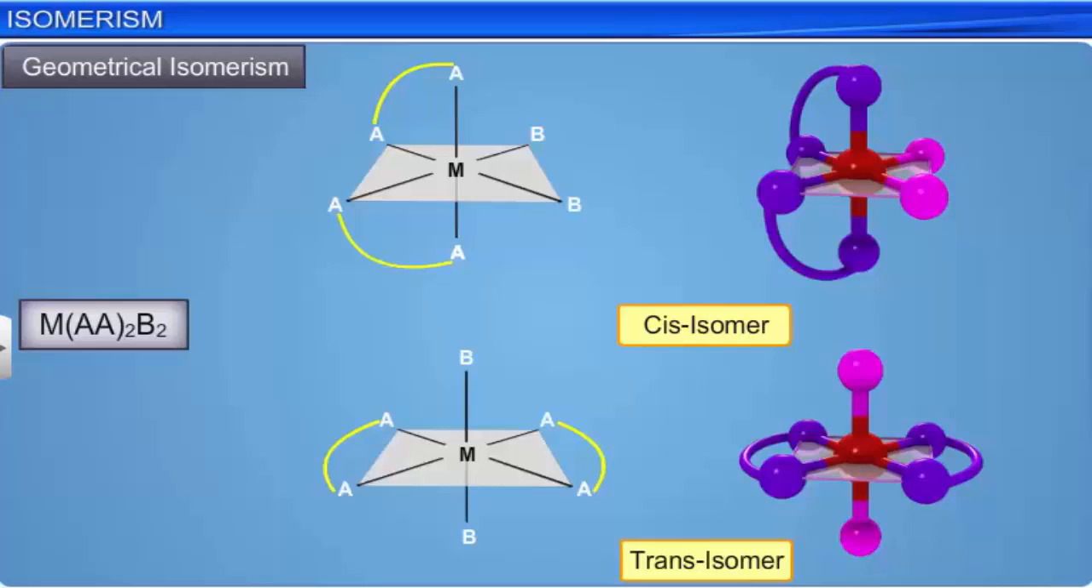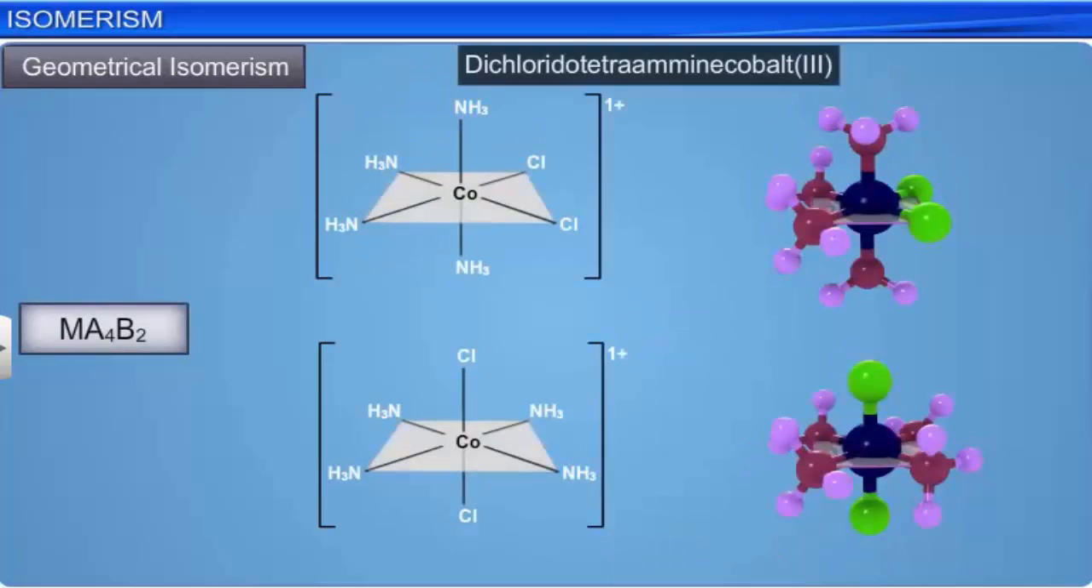Dichloridotetraamine cobalt(III) is an important example of a complex of the Ma4b2 type. The cis and trans isomers of this complex are shown here. An important Ma3b3 type of complex is trichloridotripyridine rhodium(III).